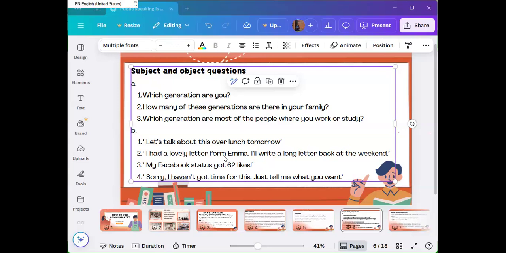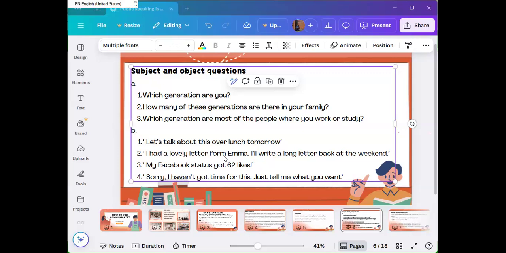And number 2, I have a lovely letter from Emma. I will write a long letter back at the weekend. What do you tell me? Number 1, you mean baby boom? Number 1 is baby boom. What about number 2?